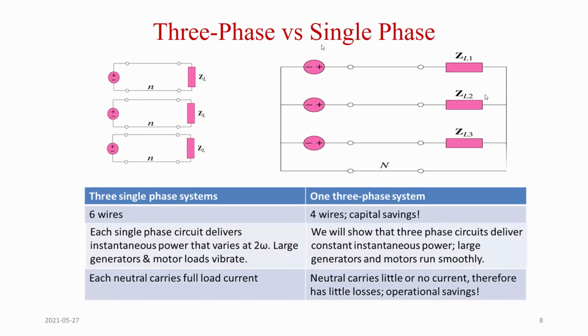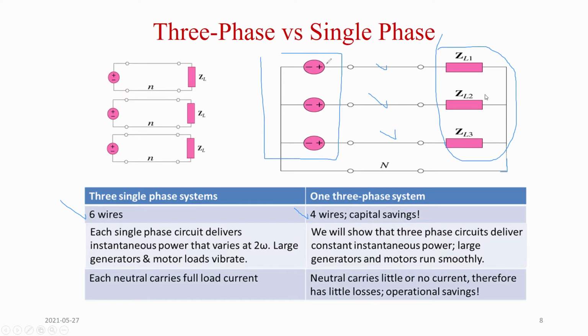Here's another thing to explain the 3 phases. This is 3 single-phase systems. You need 6 wires. In the three-phase system, this is the three-phase source, this is the three-phase load. You only need 3 wires. Sometimes we need a 4th wire, which we call neutral. That's what we need sometimes, not all the time. So maximum 4 wires. So you're saving on wires.